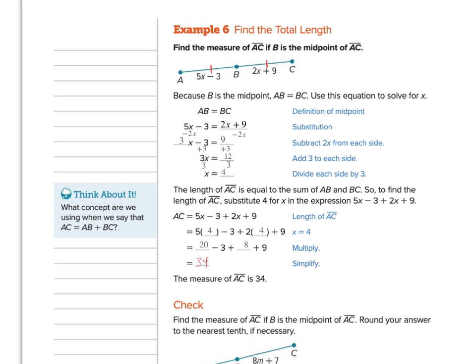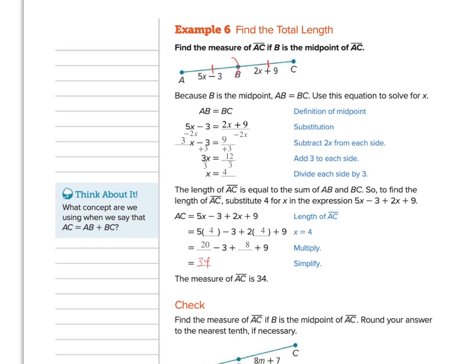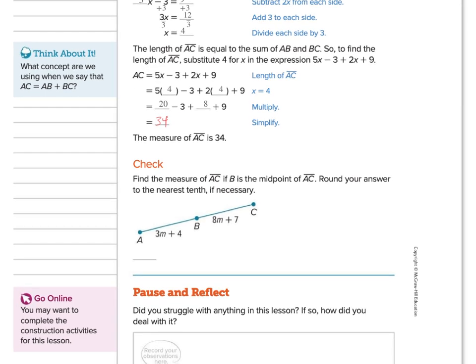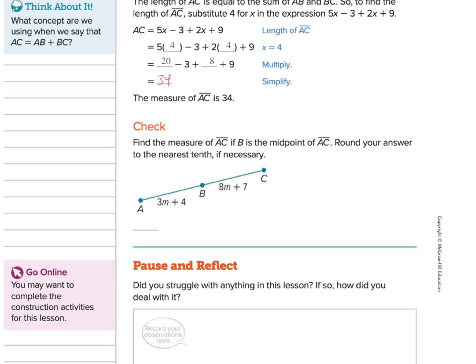I could have also just calculated, thinking about it, if those two things are equal, I could have calculated one segment and just multiplied it times 2, because that is the definition of bisector, 2 equal parts. And then here it says find the measure of AC if B is the midpoint. So I know, again, that AB is equal to BC. So I can do some inverse operations.